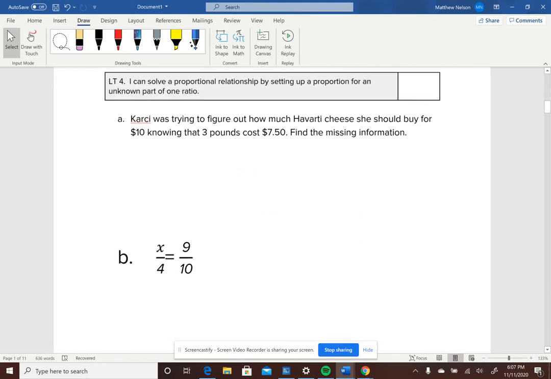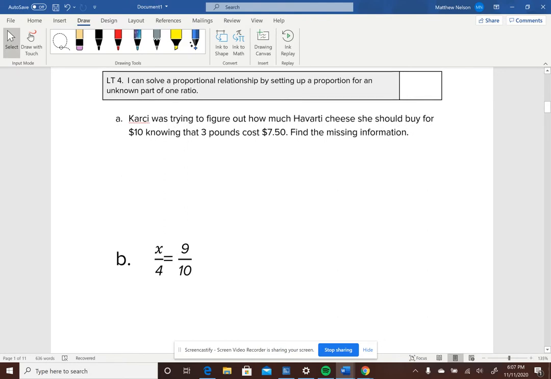All right, now we're looking at learning target 4. I can solve a proportional relationship by setting up a proportion for an unknown part of one ratio. Now, this may sound a little complicated, but all we're doing is setting up a proportion, meaning a ratio proportional to another ratio. And here, unknown part, we can represent that with x or y or whatever variable we choose. And so here, I need to make sure that my parts are in order.